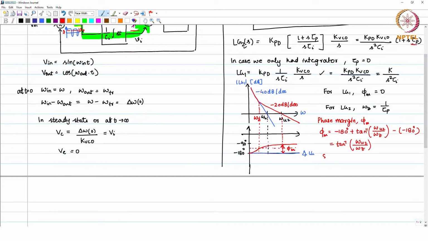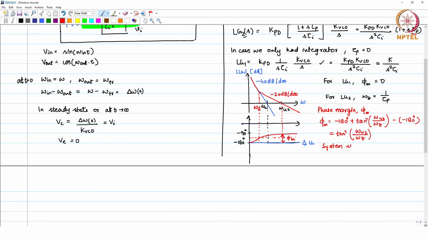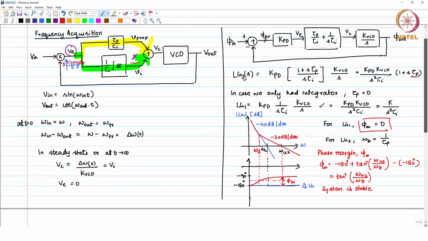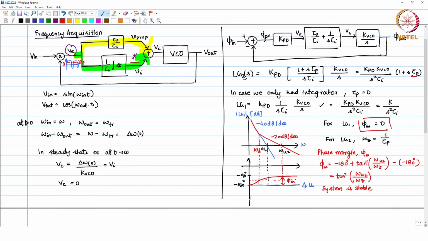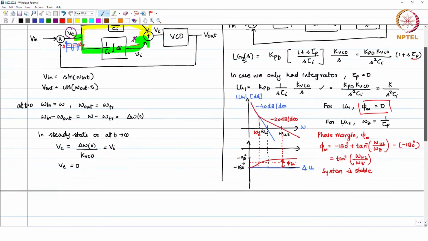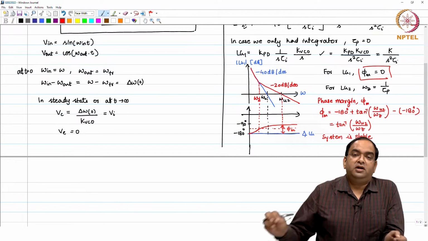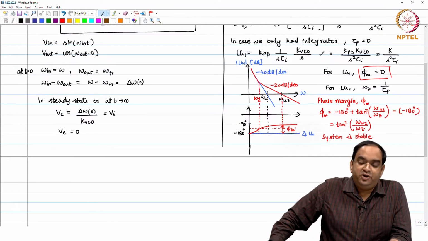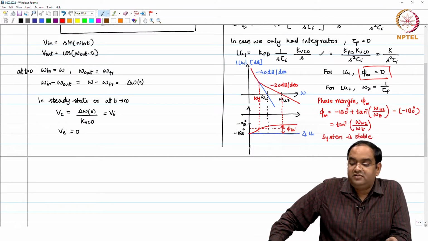Okay. This system is stable, whereas loop gain 1 was not stable. Why was it not stable? Well, phase margin is 0. Okay. So, from your basic system level analysis, you would know that in order for a closed loop system to be stable, you need to have a positive phase margin, right.